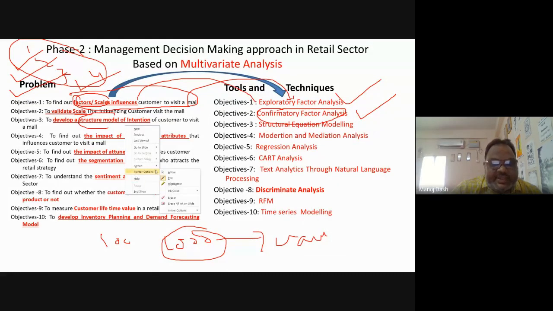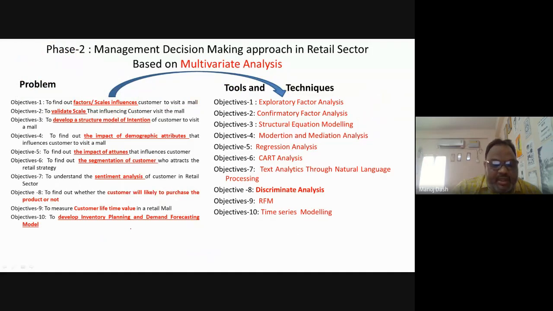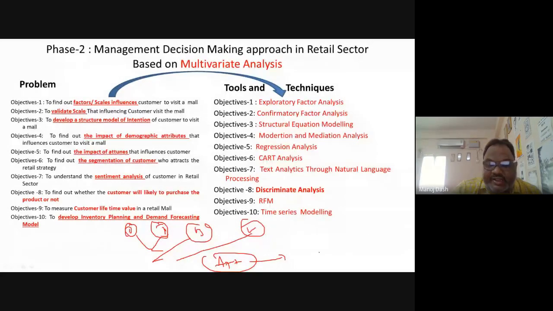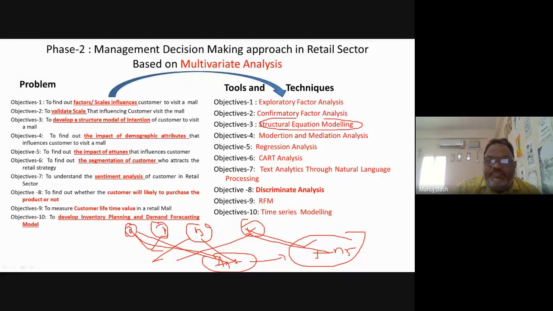What is a structural model? I'm just explaining. Suppose I know that there is quality, there is infrastructure, there is behavior of the staff, and there is location. These 4 influence the attitudes of the customer to visit the mall. And the attitude is related to intention. So when I want to develop a relationship between the variables or factors that can be measured, that hypothesis can be tested through structural equation modeling. It means first you identify the factor, then second validate the factor, third develop the structure.